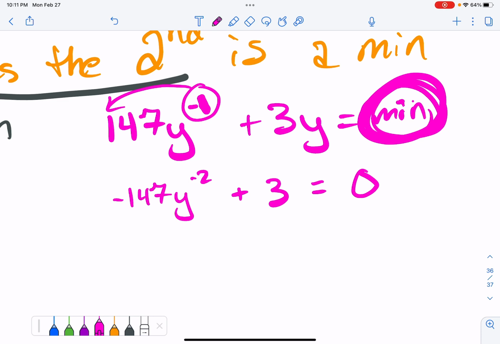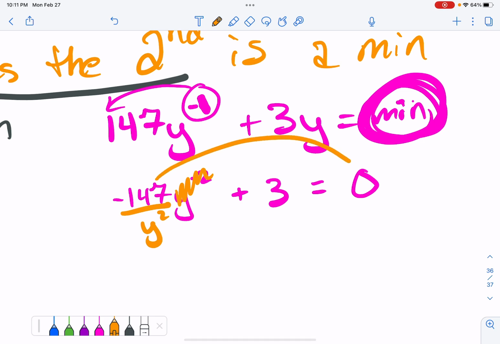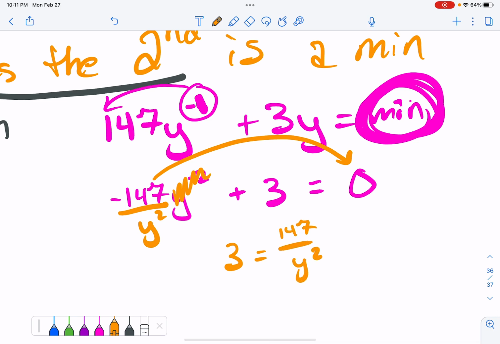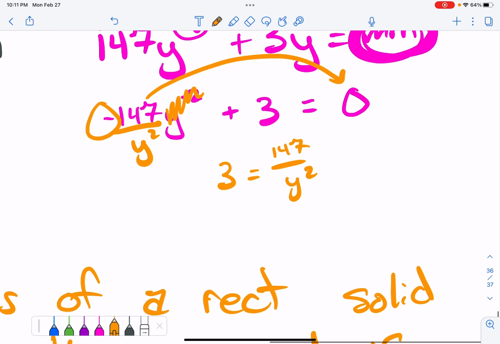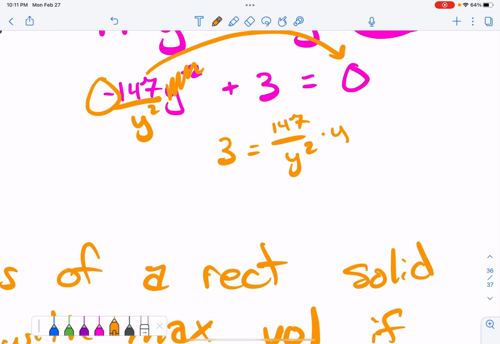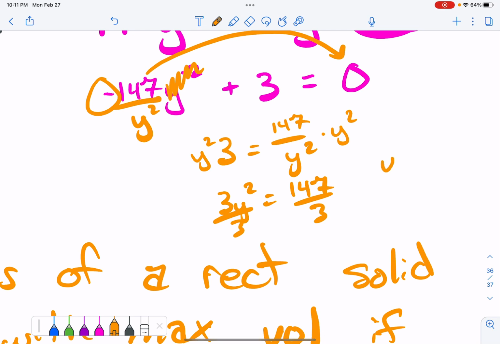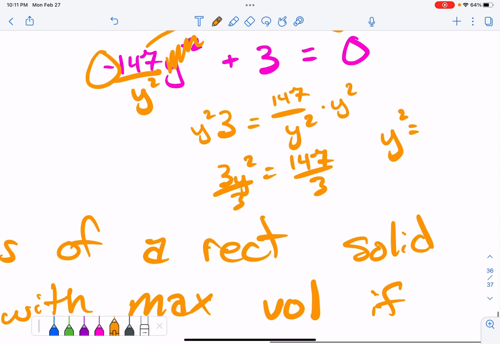All right, now let's solve. First, I'm going to take this and say that it goes on the bottom, right? Y squared goes on the bottom if it's y to the negative 2. Then I'm going to bump it to the other side. So I have 3 equals that 147 over y squared. Now it's positive 147 over y squared instead of negative. Last thing, times y squared, so 3y squared equals 147, and then I can divide by 3. So y squared equals 147 divided by 3, which is 49.